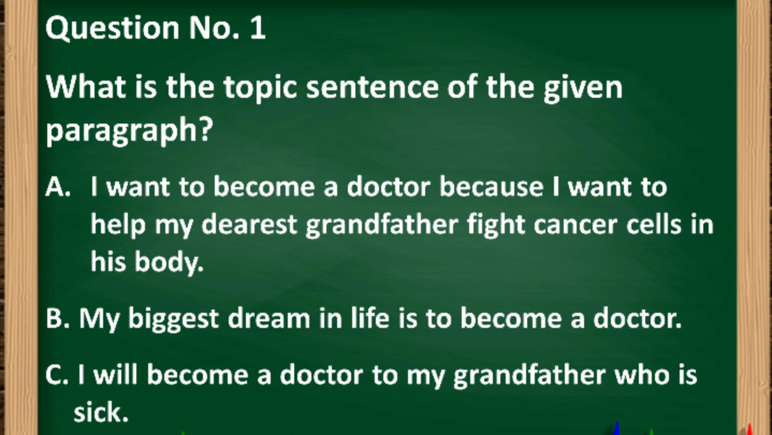Question number one. What is the topic sentence of the given paragraph? Letter A. I want to become a doctor because I want to help my dearest grandfather fight cancer cells in his body. Letter B, my biggest dream in life is to become a doctor. Letter C, I will become a doctor to my grandfather who is sick.